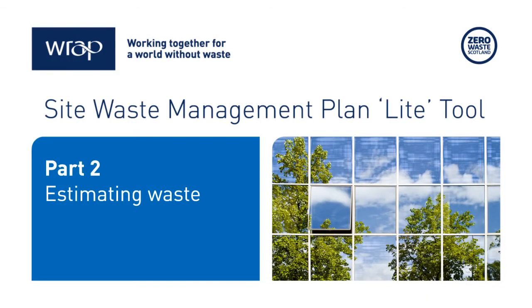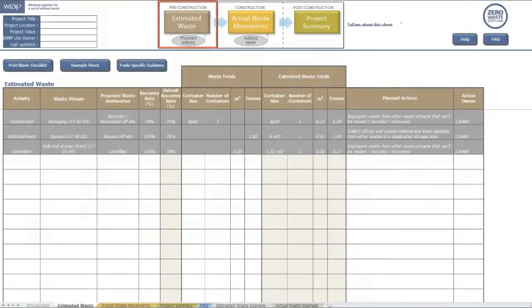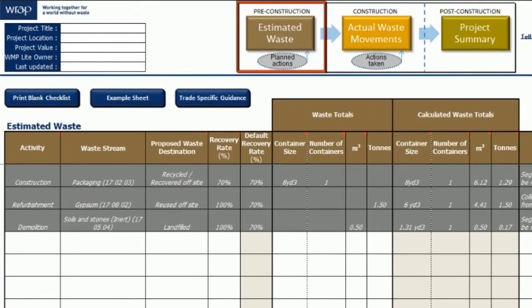Let's move on to using the tool itself and completing it as you would during a project. We're going to start with the Estimated Waste tab, as this is the first tab you will complete when using the tool. At the top left of the tool, you'll find fields for the name of the project, its location, its value, the person responsible for completing the plan, and the date when it was last updated. Once completed, the information contained within these fields will be copied over to the other tabs.